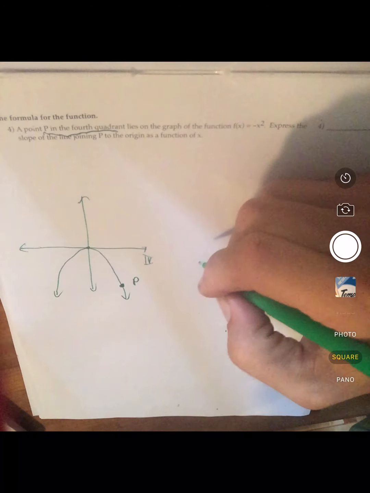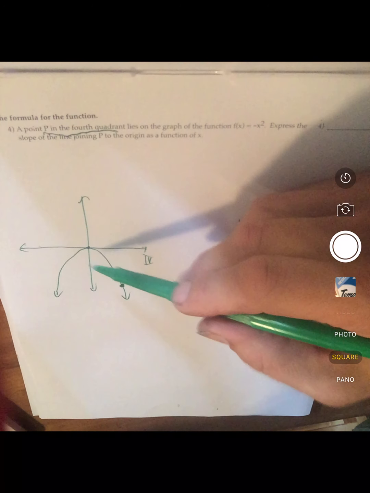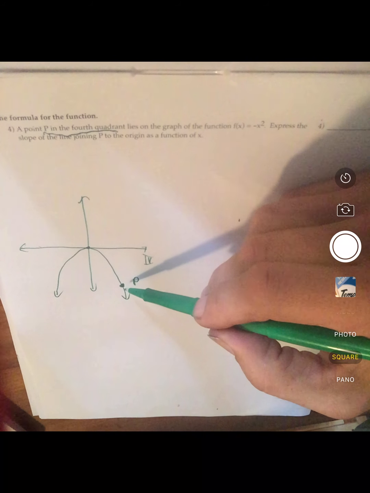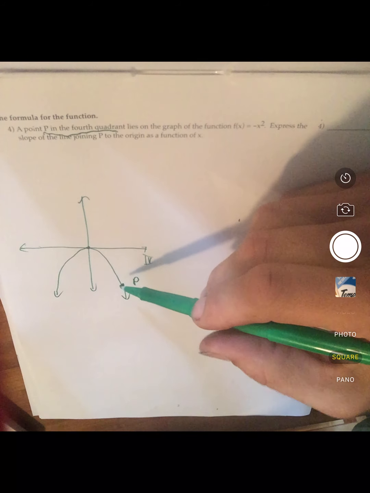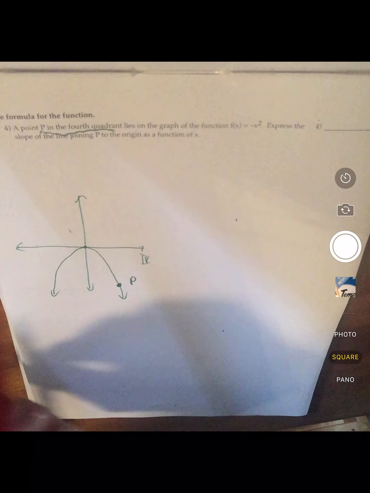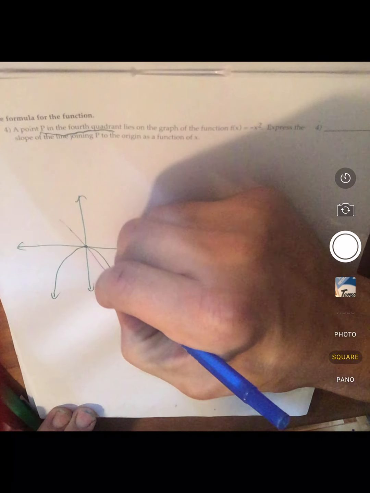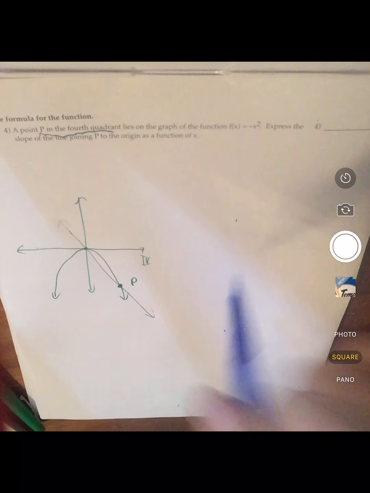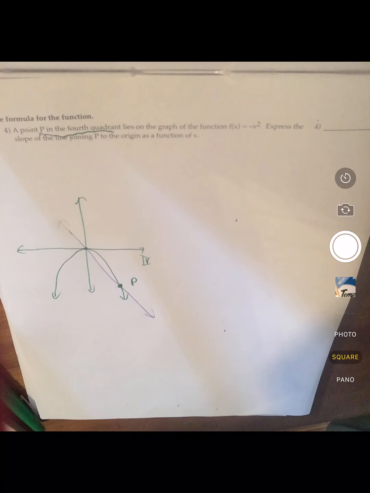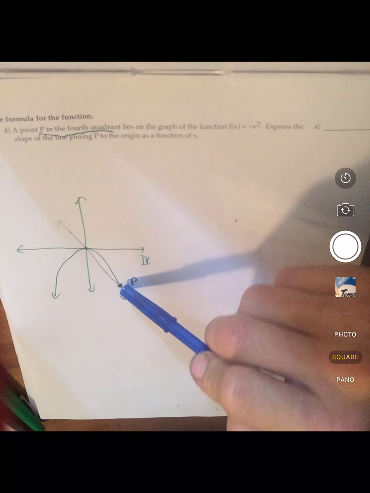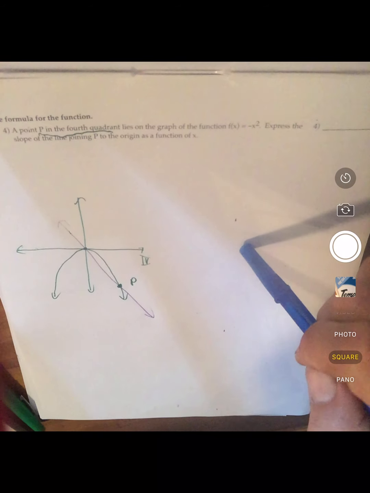Now, read through this again, get the picture of what's happening. A point P in the fourth quadrant lies on the graph of the function f of x equals negative x squared. Express the slope of the line joining P to the origin. So now we get a different color just for good measure. Line going through the origin and point P would look like that. We got some negative slope to it, but we want to express the slope as a function of x. We're not talking about one particular point here. We're talking about any point out here, so we could have different x values. We want the slope of the line.